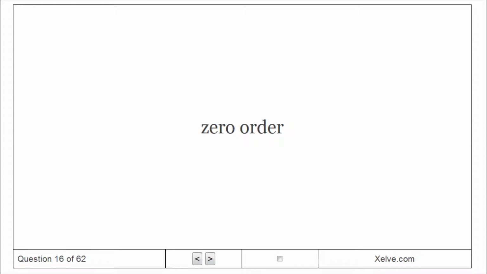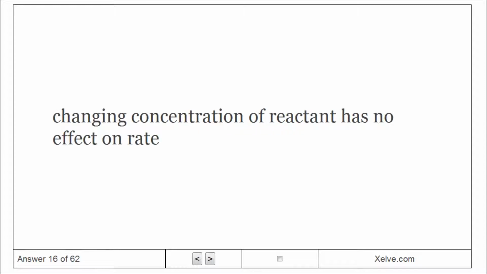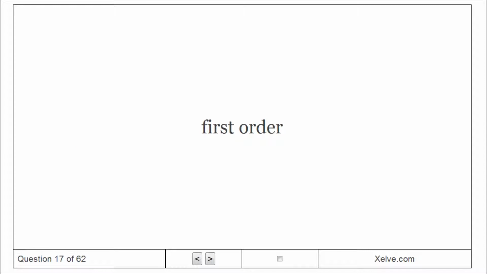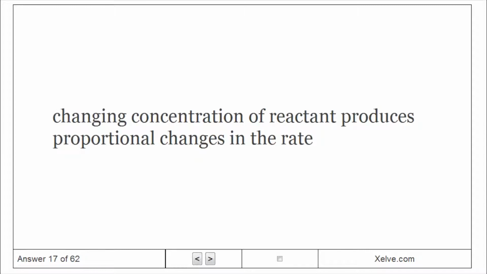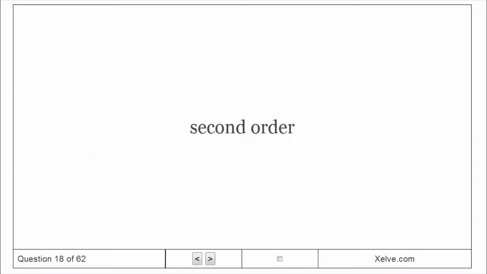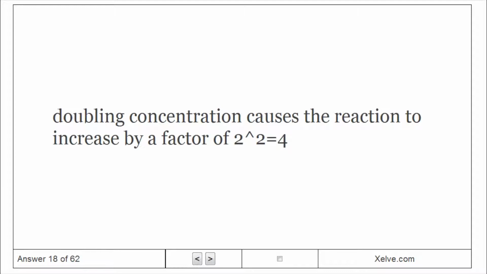Zero order. Changing concentration of reactant has no effect on rate. First order. Changing concentration of reactant produces proportional changes in the rate. Second order. Doubling concentration causes the reaction rate to increase by a factor of 2 squared equals 4.